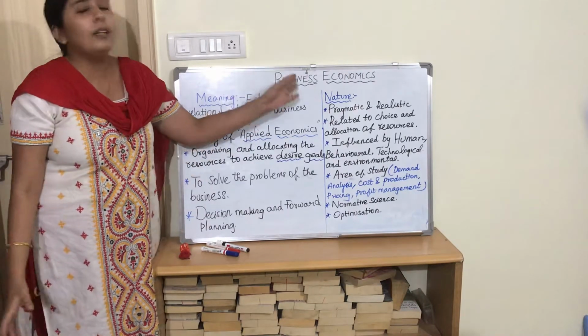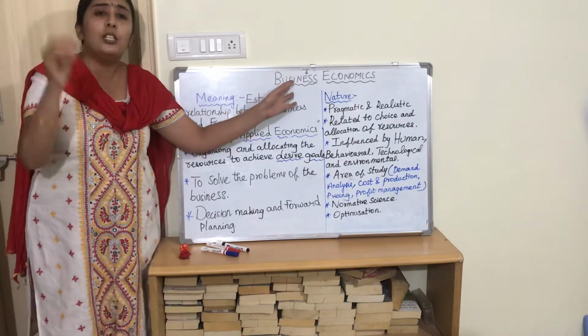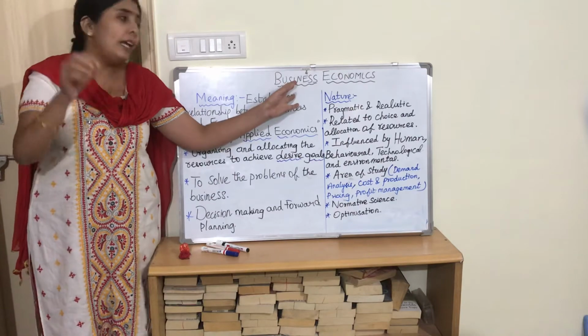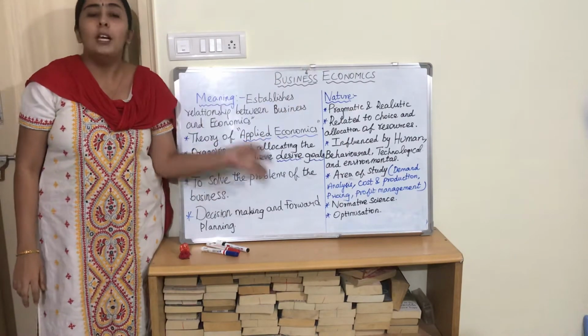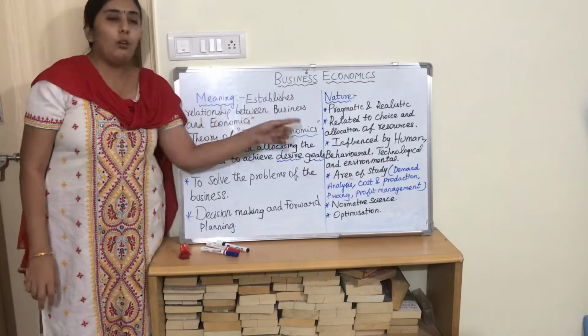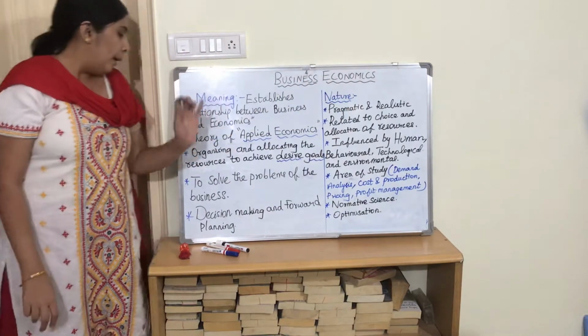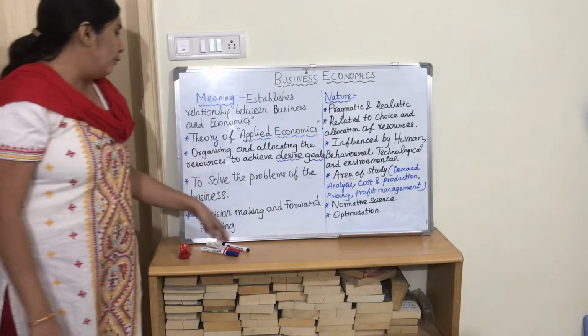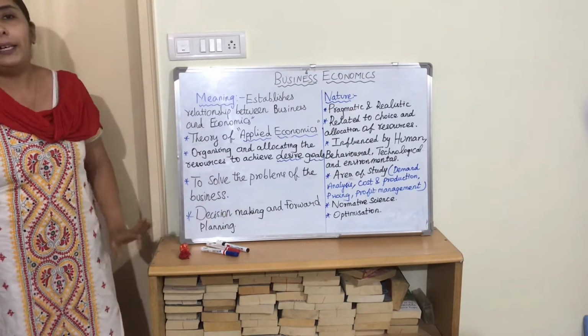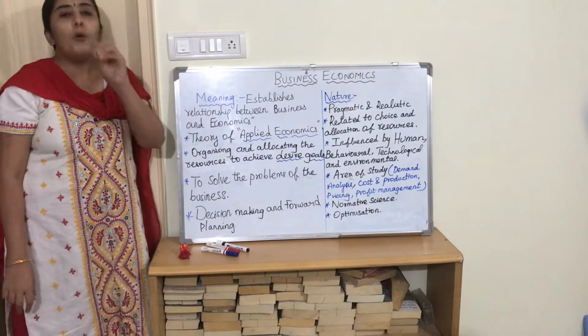All these, if you are able to take decisions based on this, will help you to solve these problems. So as I already told, business economics is also called managerial economics. Then decision making and forward planning. You all know decision making.